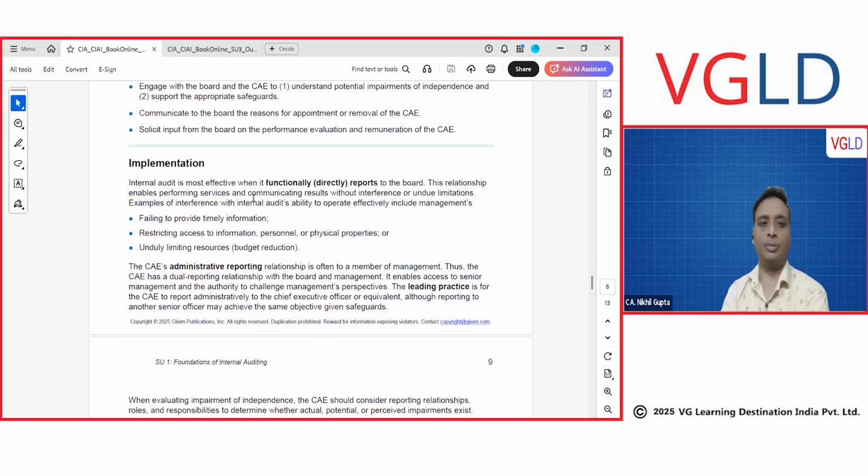In the implementation, internal audit is most effective when functionally it directly reports to the board. This relationship enables performing services and communicating results without interference or undue limitations. For example, failing to provide timely information, restricting access to information, personnel, physical properties, or unduly limiting resources, meaning budget reduction.